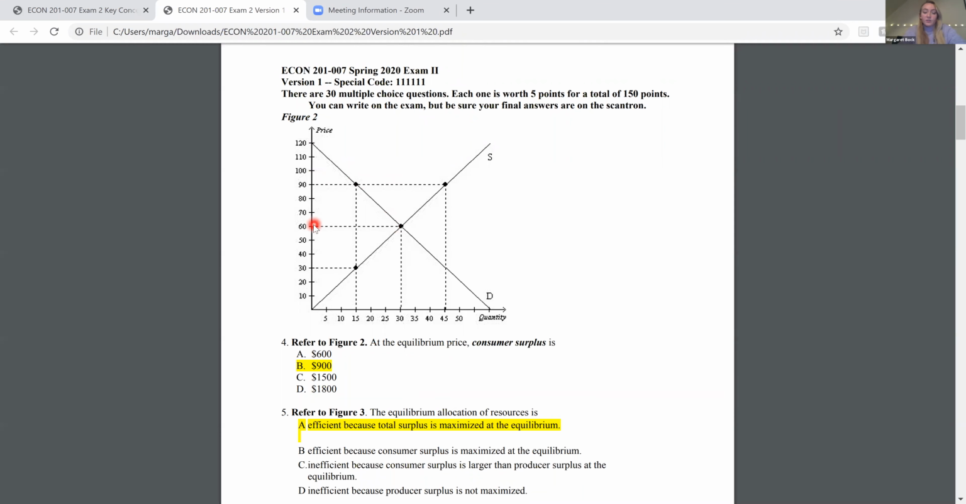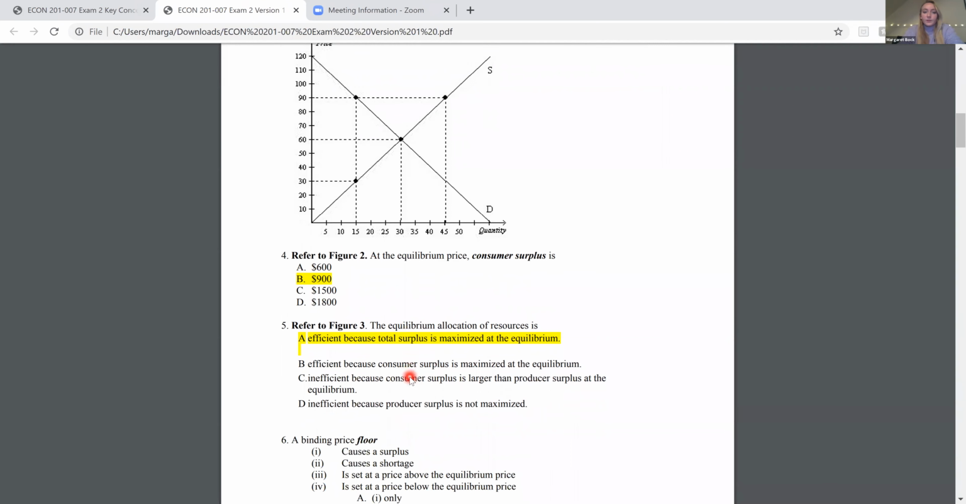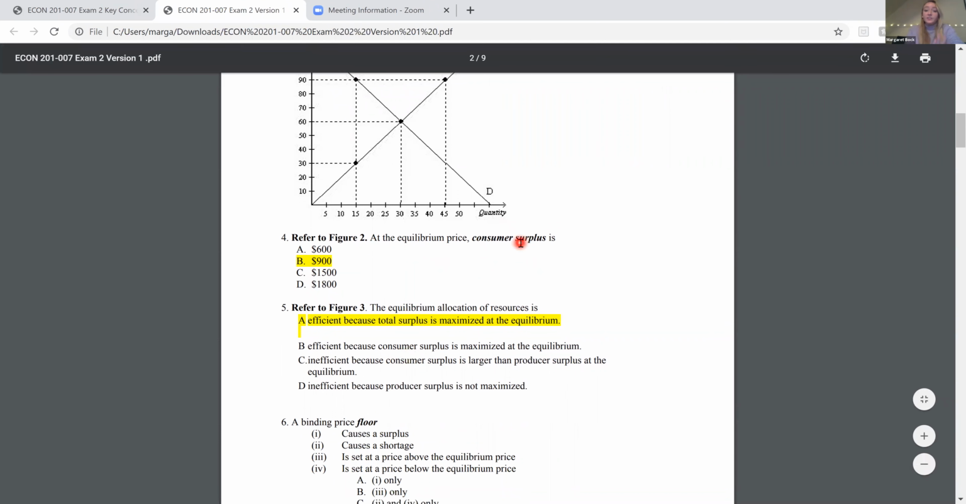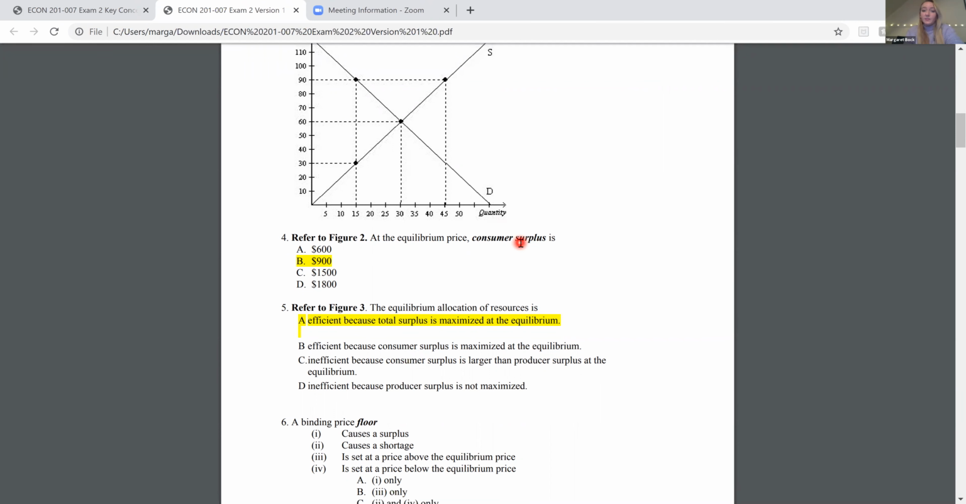So the area of a triangle is 1/2 the base times the height. So if you do 1/2 times the base, which is 30, times the height, 120 minus 60, which is 60. So if you do 1/2 times 30 times 60, you should get an answer of 900. So again, this was not only knowing what area the consumer surplus is on the supply and demand diagram, but you also had to find the area of a triangle.